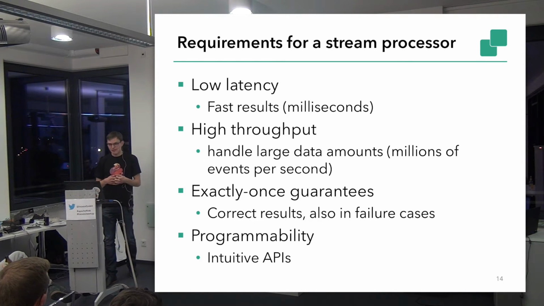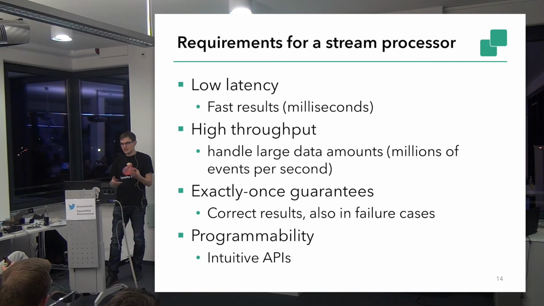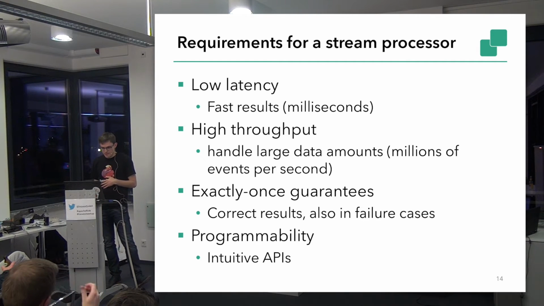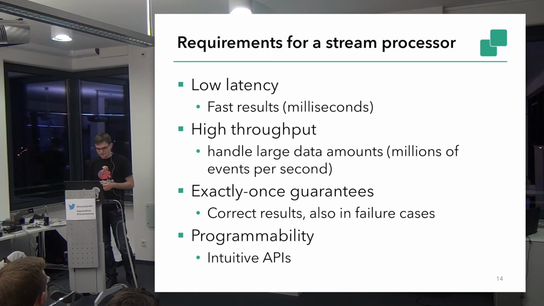And the last feature here is programmability, intuitive APIs. I think many people coming from the batch space are used to easy to use APIs. In particular, for example, if you're a Java programmer, you're used to collections and then you do some transformations on the collection and so on. And people want to have similar APIs also for stream processors. And that is what Flink is giving you.